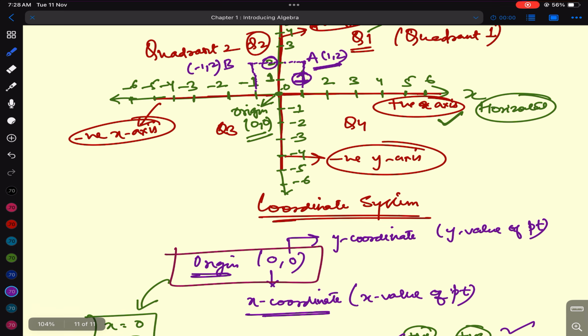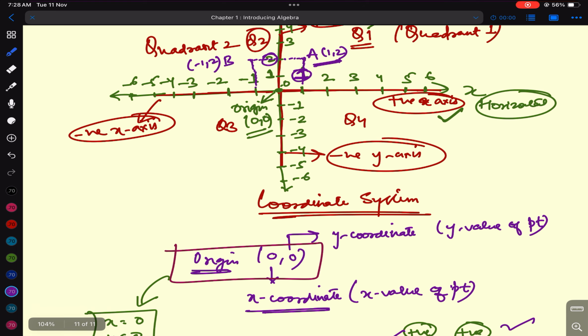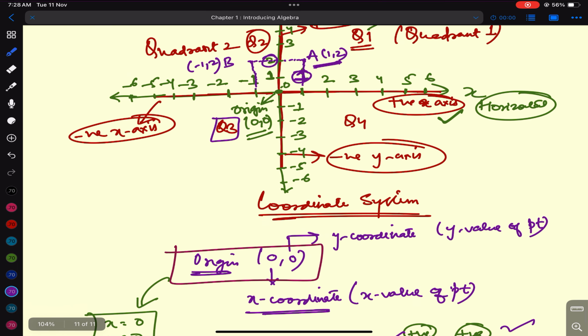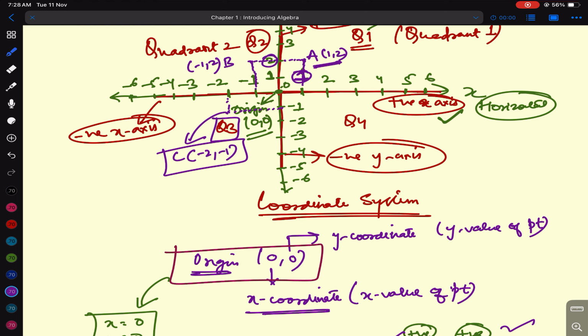Why? Because quadrant 3 is formed by both the negative x-axis and the negative y-axis. So whenever they both are combined, that is what forms quadrant number 3. Clear? So our point C is going to fall in quadrant number 3.